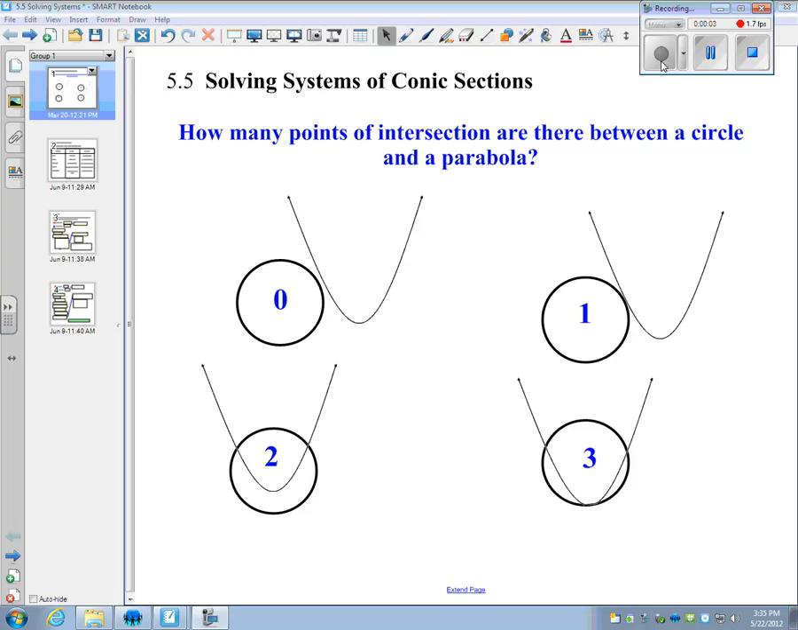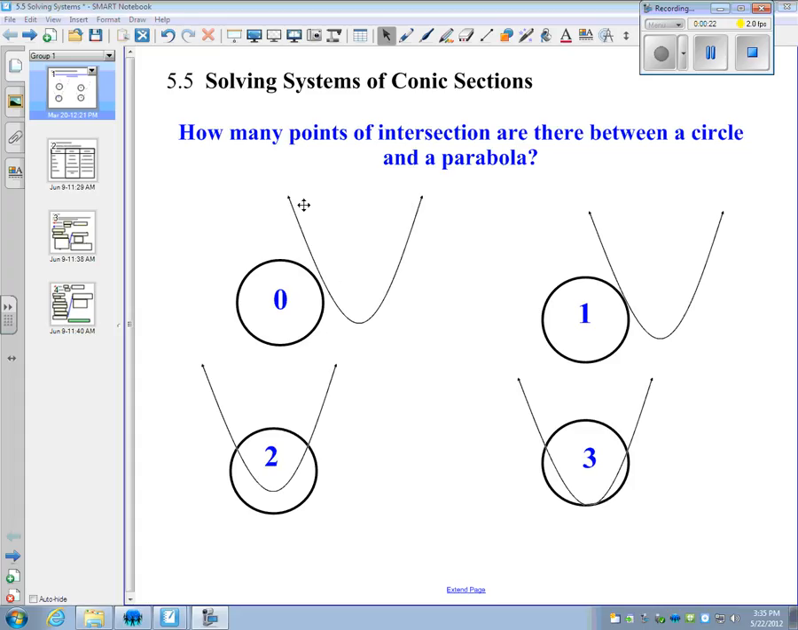This is section 5.5, solving systems of conic sections. So what we're doing is we have a system, so more than one conic section, and the solution is all the times that they intersect. So there's a couple different points of intersection between a circle and a parabola.